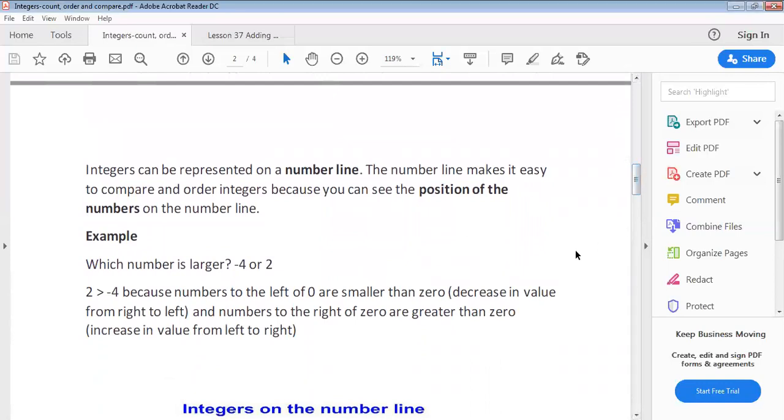Integers can be represented on a number line. The number line makes it easy to compare and order integers because you can see the position of the numbers on the actual number line. If we take the example, which number is larger? So we are comparing negative 4 and 2.